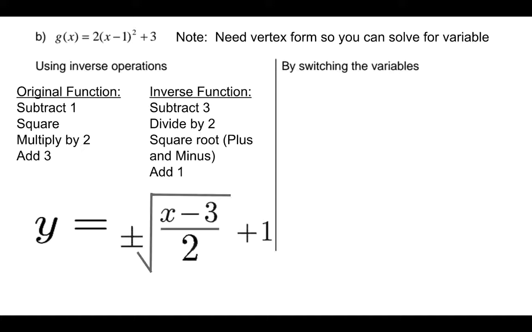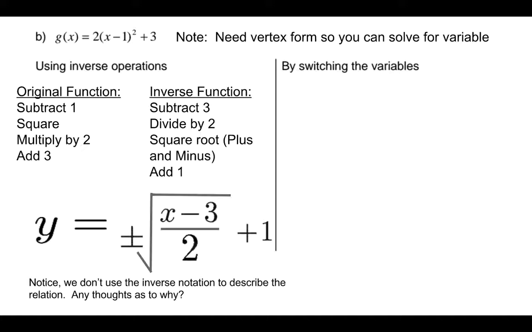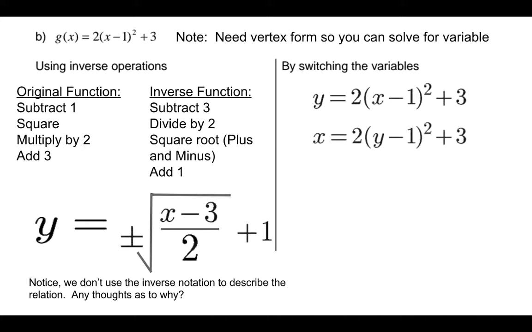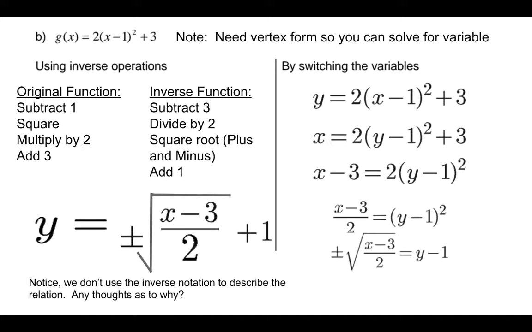notice that we didn't write f inverse of x or g inverse of x, and there's a reason why we didn't do that. You can think about why for a bit, and we'll come back to it. By switching the variables, so again, we put y in, and then we switch x and y, and then we solve for y by subtracting 3, then dividing it by 2, then take the square root, plus or minus, and then add 1. And so that's our inverse function.